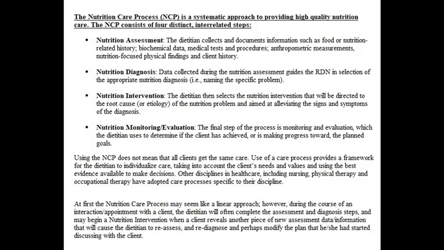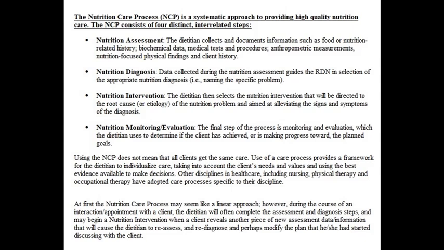Nutritional diagnosis. Data collected during the nutritional assessment guides the RDN or your dietitian in selection of the appropriate nutrition diagnosis, that is naming the specific problem. Okay. Which means the data collected during the nutrition assessment guides the RDN in selection. Fine. So whatever the diagnosis of the patient is, based on the diagnosis and the data of his clinical findings and all, you give a nutritional diagnosis and then you do a diet chart on that.